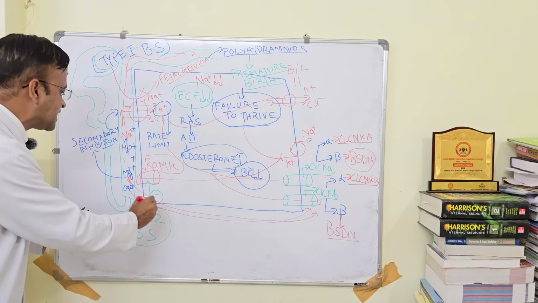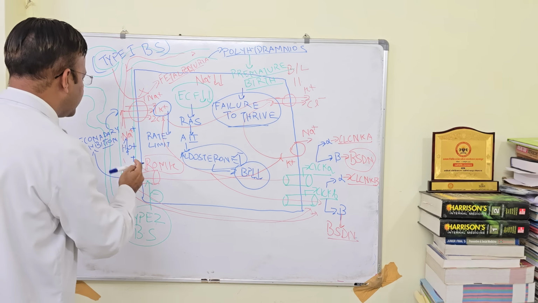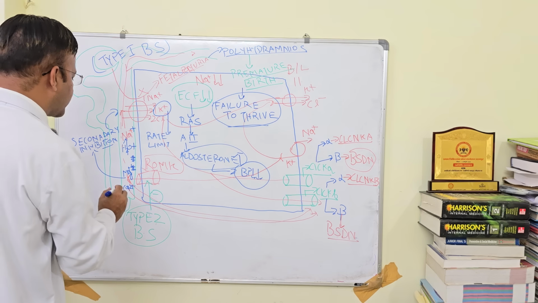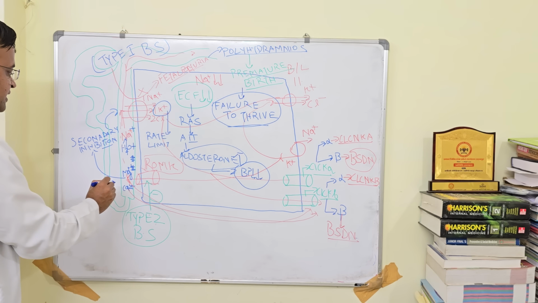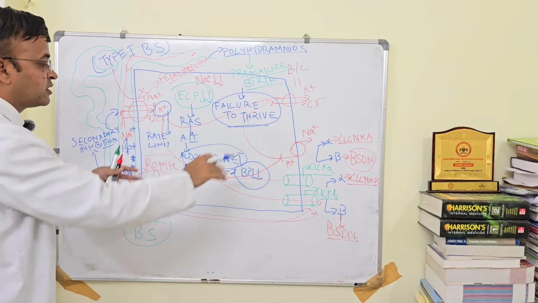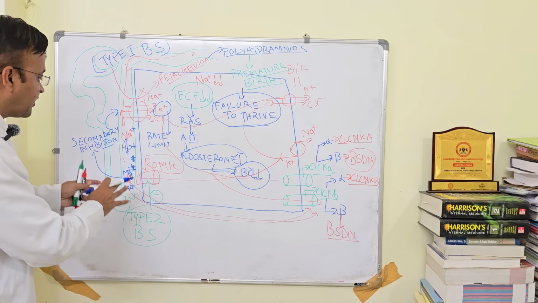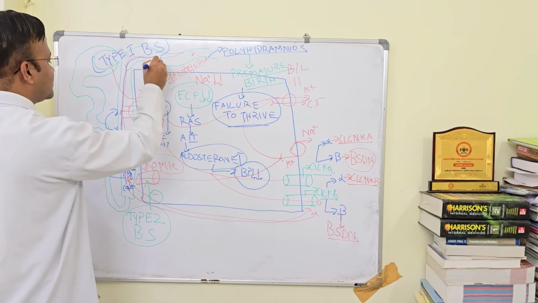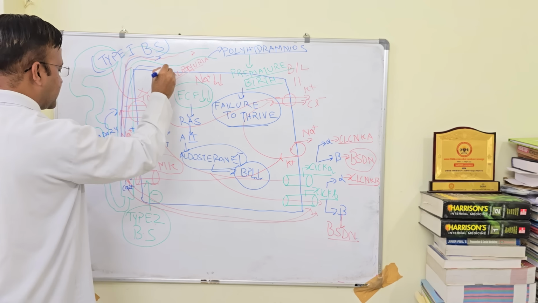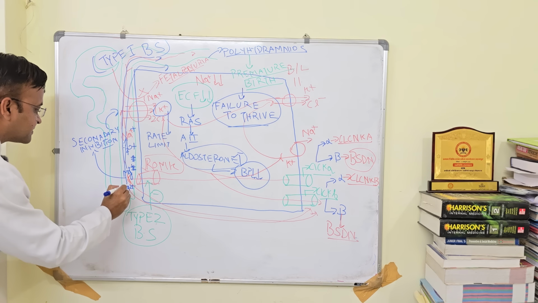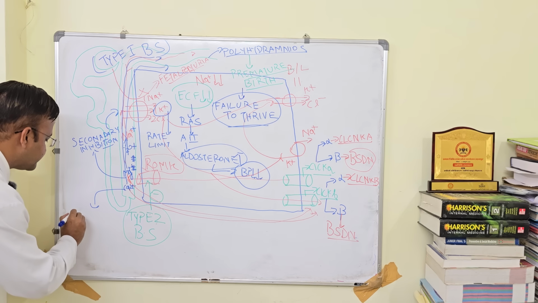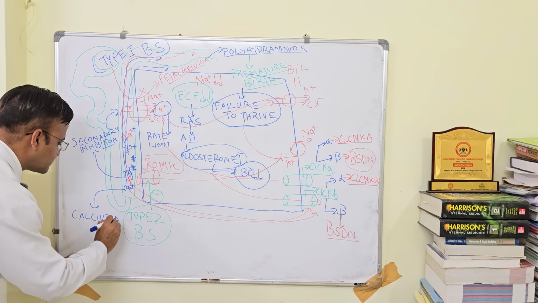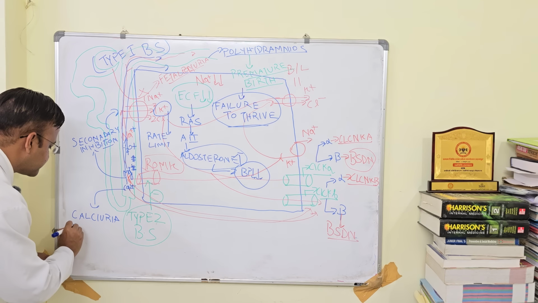Now suppose this ROMK channel gets blocked. This positive charge will no longer be there, since the ROMK channel gets blocked. So this magnesium and calcium won't have anything to push them for the paracellular reabsorption. So all this calcium and all this magnesium will be lost. So you will have calciuria and magnesiuria.